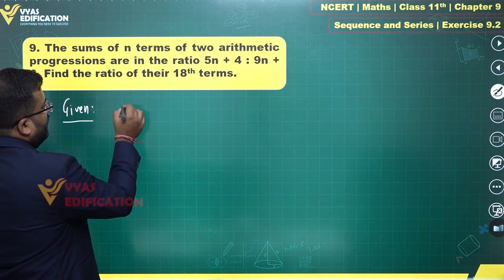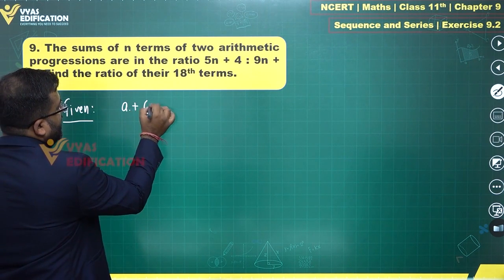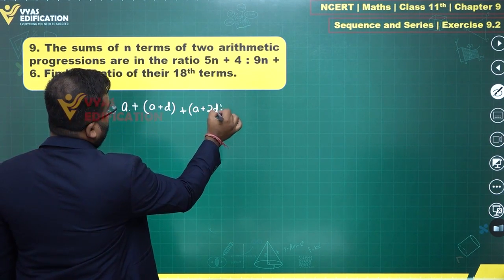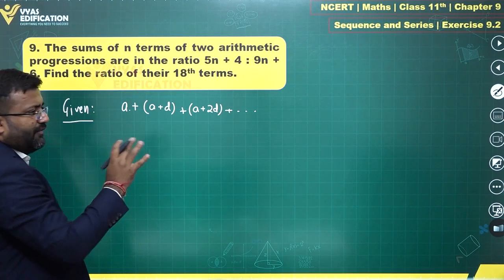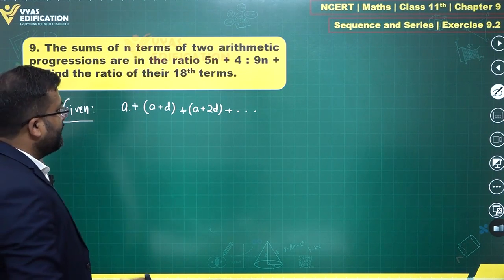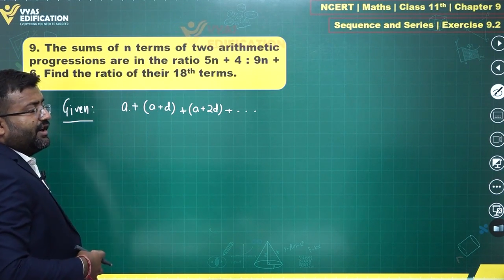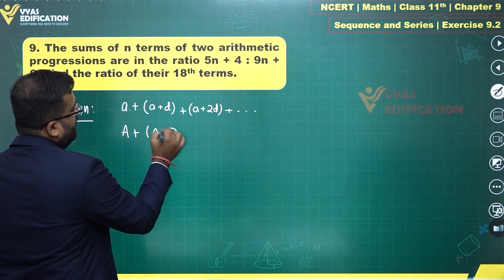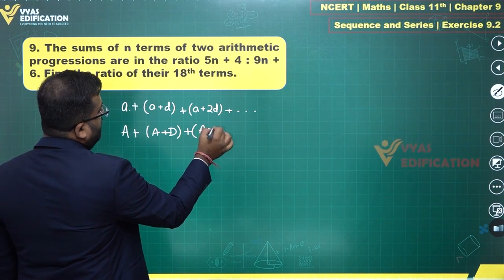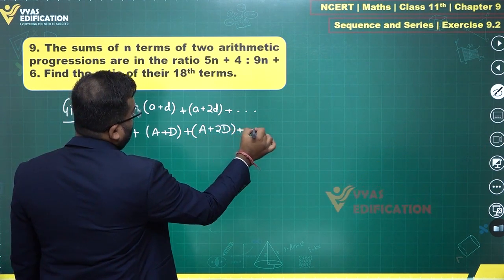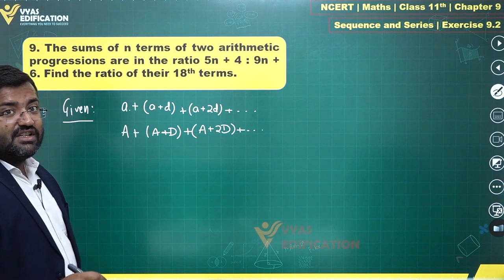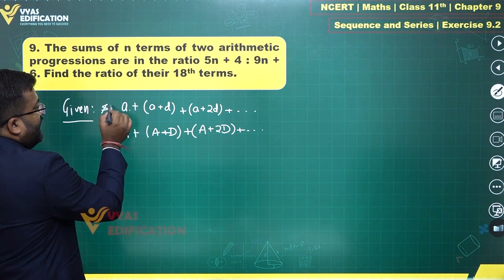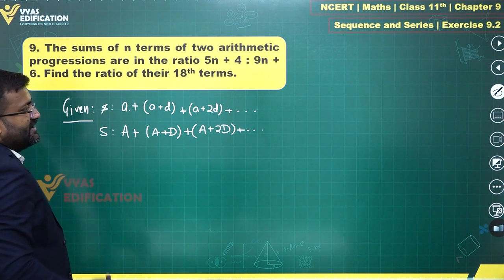Let's call the two arithmetic progressions a plus d. So you know the first term and the common difference. First term is small a, common difference is small d. Let's call the second arithmetic progression capital A as the first term and capital D as the common difference for this. Let's call this small s. Let's call this capital S.